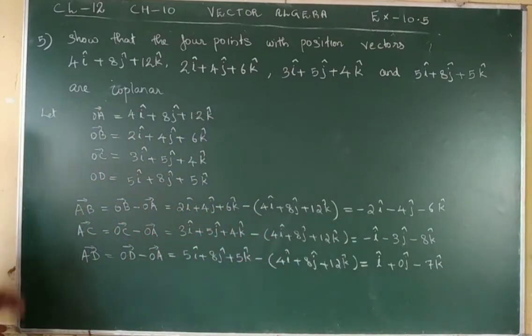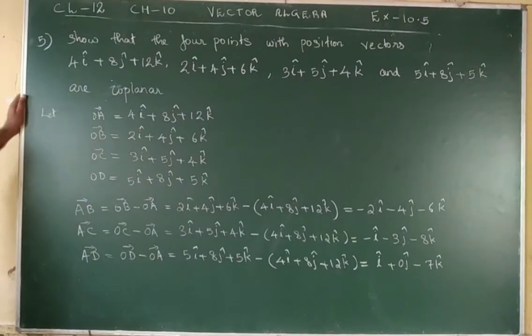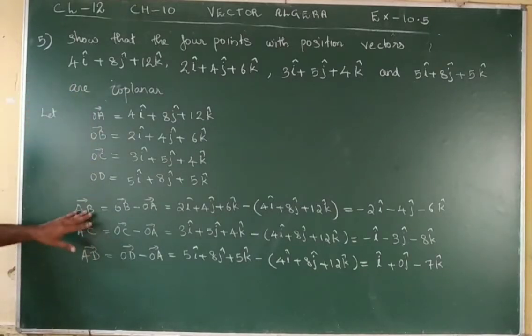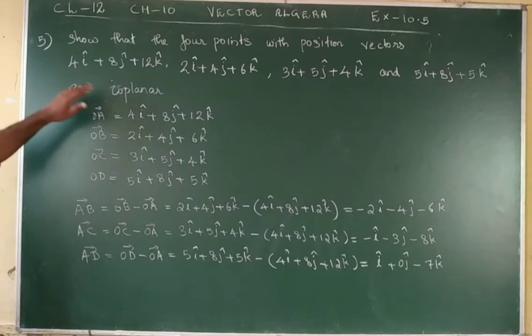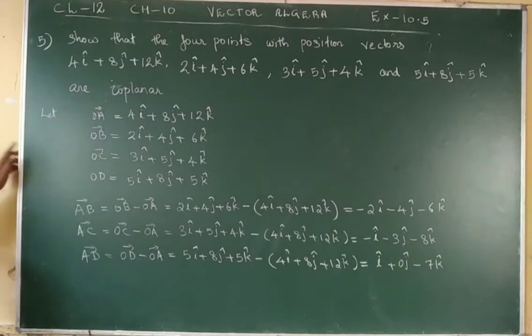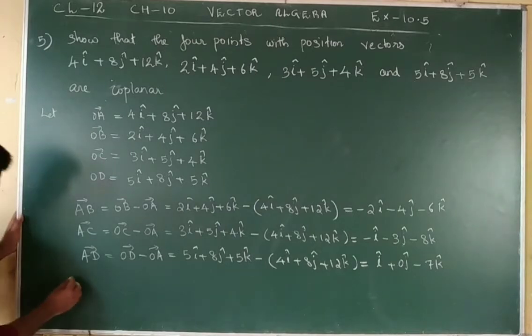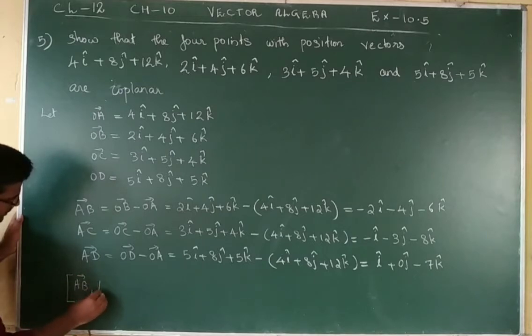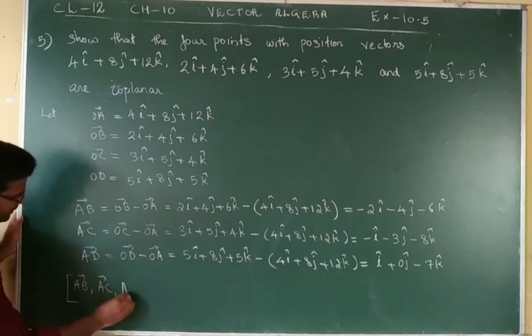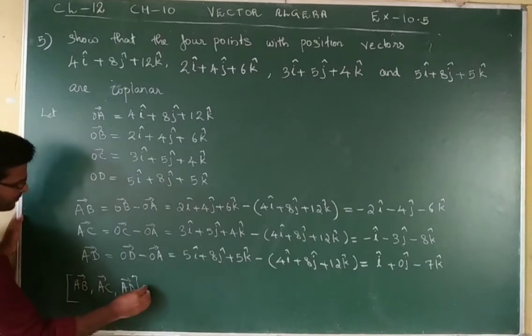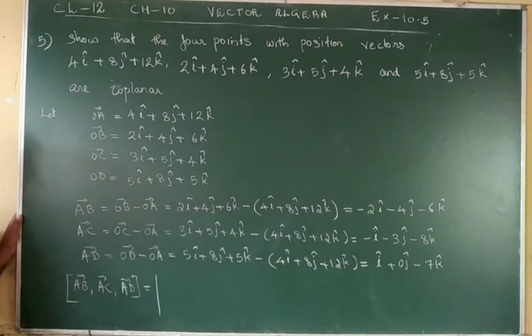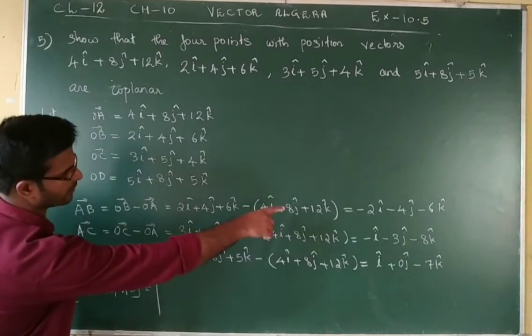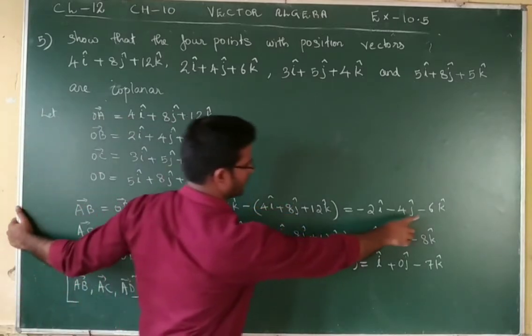Now we got 3 vectors. Next step, we have to check that these 3 vectors are coplanar. Then only we can say these 4 points are coplanar, isn't it? How to check? Find out the scalar triple product. AB vector, AC vector, AD vector equal to, use determinant method, then minus 2, minus 4, minus 6.